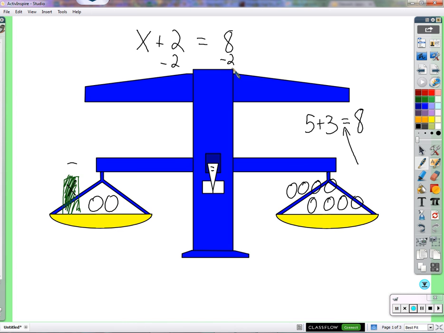Okay. So instead of scales, if I take 2 tokens from this side, I take 2 tokens from this side. In the equation, if I subtract 2 from this side, I need to subtract 2 from this side. It's the same thing as taking 2 tokens and 2 tokens from the left and right side. Okay. Now what's 2 and negative 2? 0. They cancel each other out.